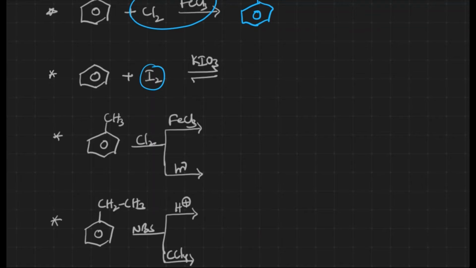Now iodination also takes place in the presence of an oxidizing reagent. This is the oxidizing reagent, and that is why iodination takes place. It is reversible in nature. We have already discussed iodination.